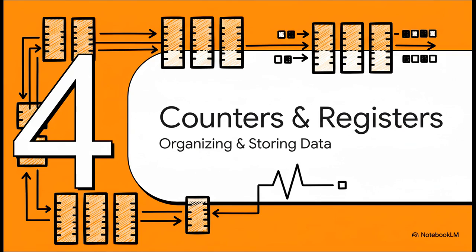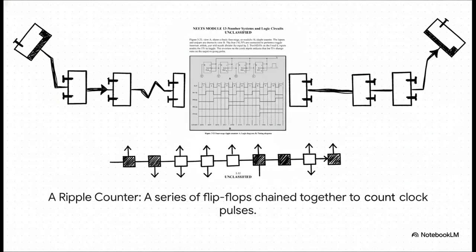Okay, let's keep building. Section 4, counters and registers. So we now have a way to store a single bit using a flip-flop. The logical next question is, what happens when we group a bunch of them together to organize and store bigger chunks of data? Well, one thing you can do is chain them together in a series, and when you do that, you get a counter.